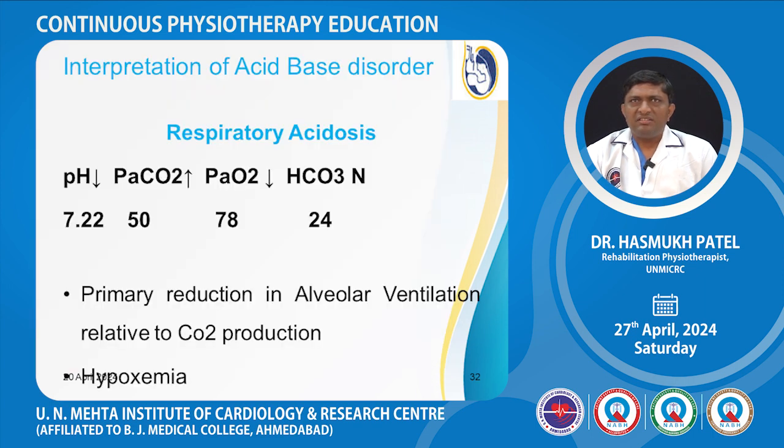Interpretation of acid-base disorders. The first one is respiratory acidosis. In respiratory acidosis, pH decreases, PCO2 increases, PaO2 decreases and HCO3 is in normal range. This is a primary reduction in the alveolar ventilation relative to CO2 production, also called hypoxemia.